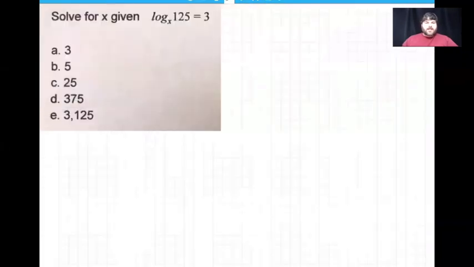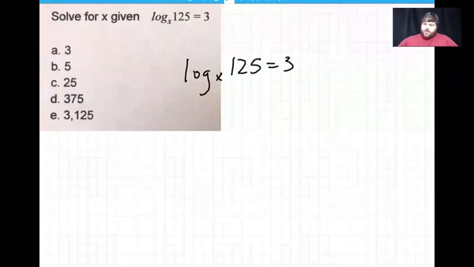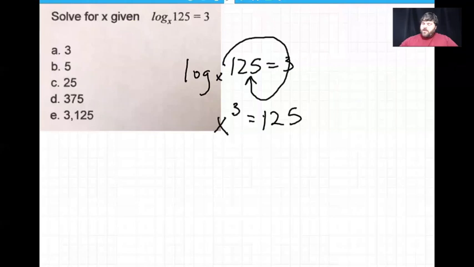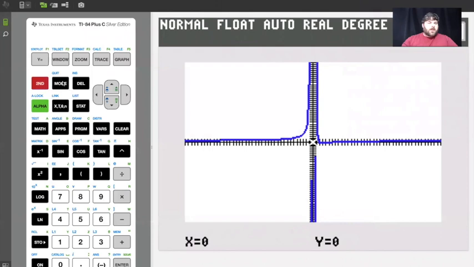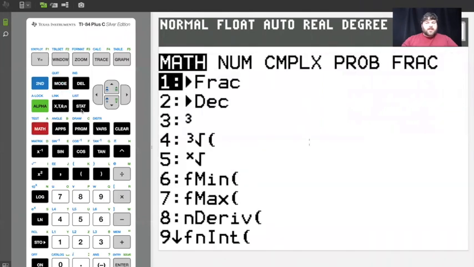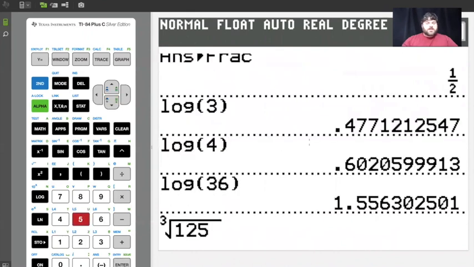All right, solve for x given that log base x of 125 equals 3. All right, so log base x of 125 is equal to 3. We're going to spiral out of logarithmic form into exponential form. x to the power of 3 equals 125. Well, I could do the third root to cancel with the third power here, and that would give me the third root of 125. I could easily figure that out on my calculator. Okay, math down here to third root. The third root of 125 is, well, just think about it.